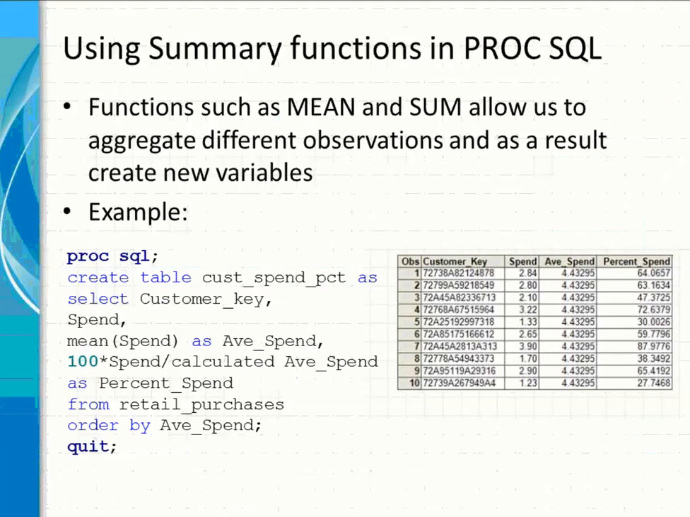A last interesting component of PROC SQL is that it also allows you to use summary functions, which means you'll be able to use functions such as the mean or the sum to aggregate different observations and as a result create new variables out of that. There you've got an example where, by using the mean, you're creating an average spend variable, and then creating a percentage spend from the data set.